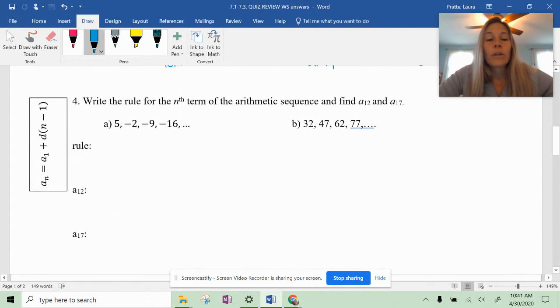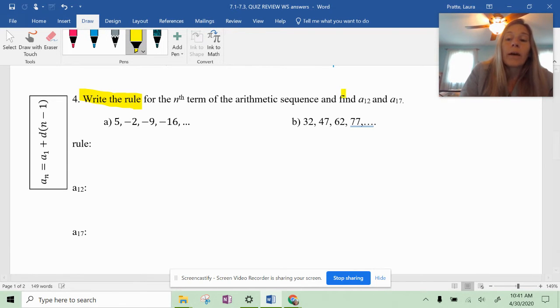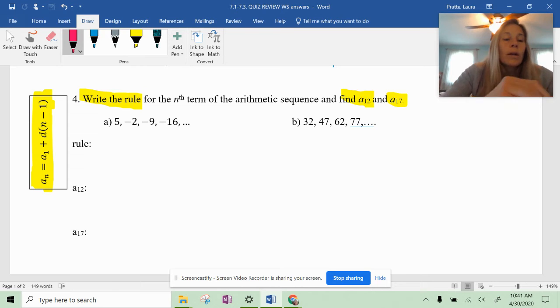Okay, so now we're going to write a rule for the nth term of the arithmetic sequence, and then after we write the rule, we're going to find a sub 12 and a sub 17. So we'll use the rule that we come up with, and we'll substitute in a 12 and a 17 and get those numbers in the sequence. The formula is over here on the left-hand side, so it's a quick, easy reference. Okay, so first of all, to write the rule, remember we need two things. We need the a sub 1, and we need the common difference.